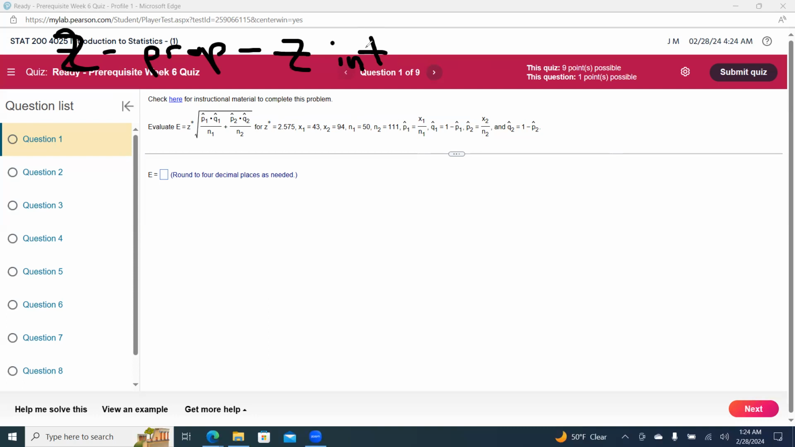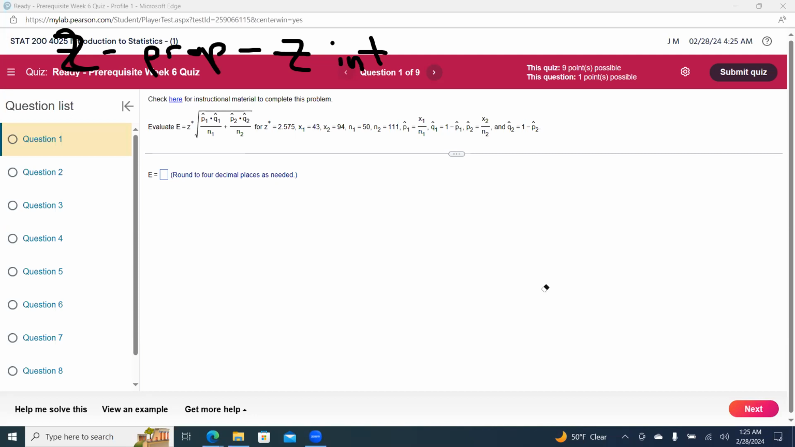It's the same as one prop. We get all this stuff and it looks so crazy, but we just literally plug everything in there. So it's very similar to before. Now I'm going to try something. Let's see if this works here. I'm just going to type everything into 2 prop Z int.